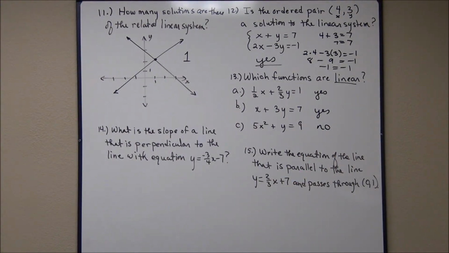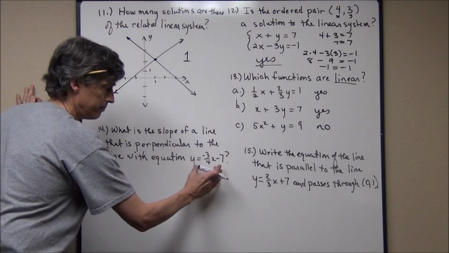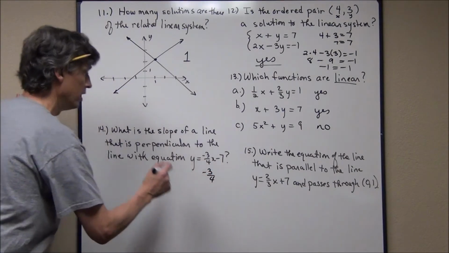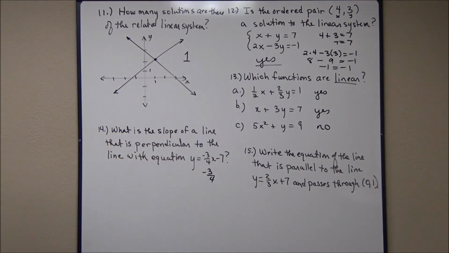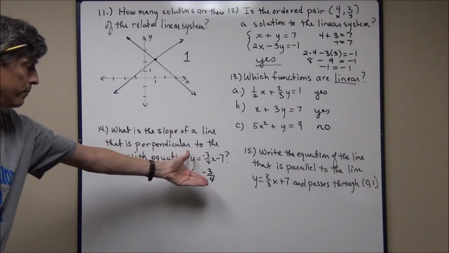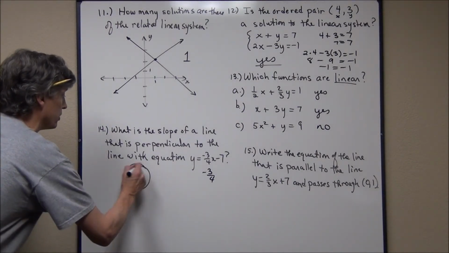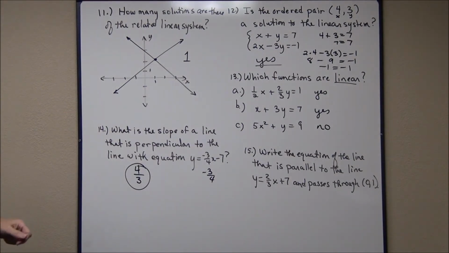Problem 14 says, what is the slope of a line that is perpendicular to the line with the equation y equals negative 3/4 x minus 7? Fortunately, that's in slope-intercept form. That's my slope. My slope is negative 3/4. But the slope of the line that's perpendicular to this line would be the opposite reciprocal. Flip it and change the sign, so it would be a positive 4/3. See how I flip it and change the sign for the opposite reciprocal.